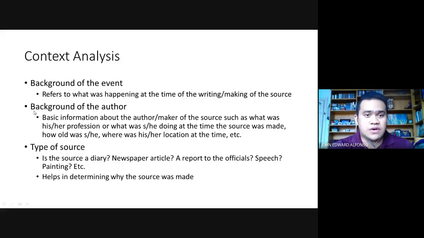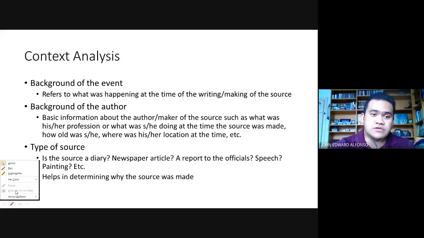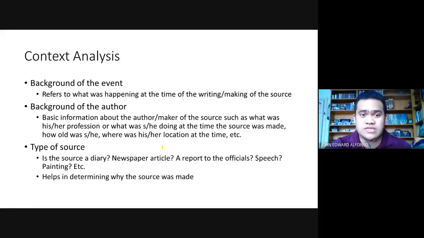Next, we look at the background of the author, which refers to the basic information about the author or the maker of the source. For example, who was he or she? What was his or her profession? What was he or she doing at the time the source was made? How old was he or she? Where were they? Etc. This would also determine if he or she is an authority in writing whatever it is that he or she is writing.